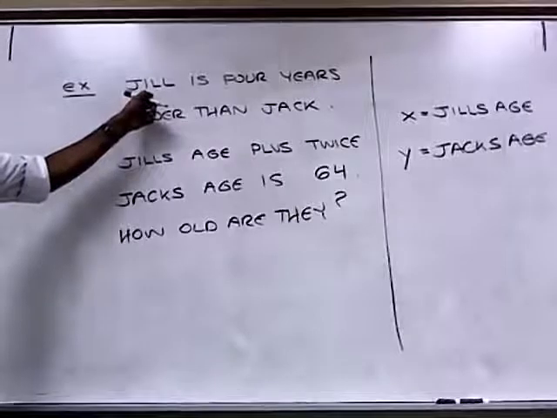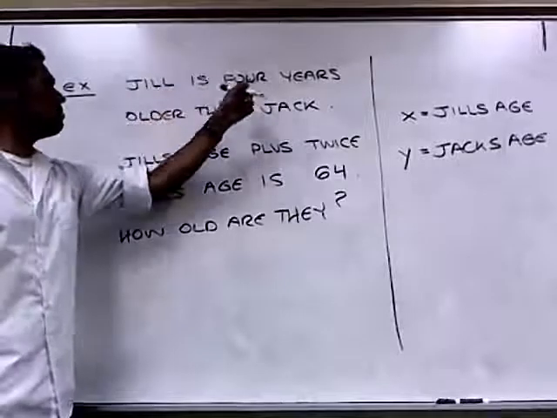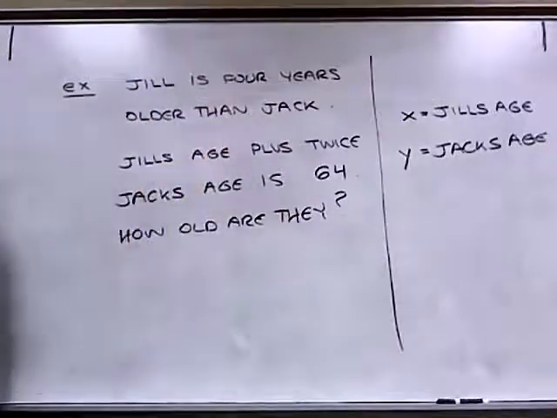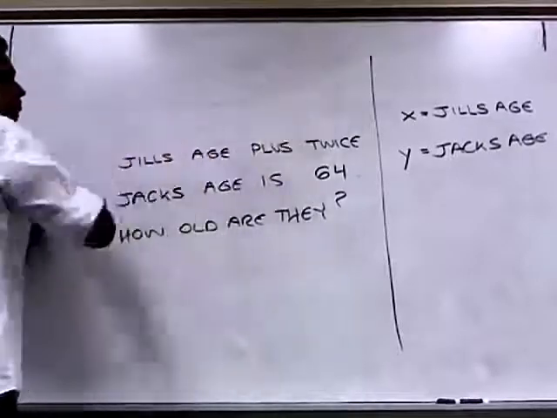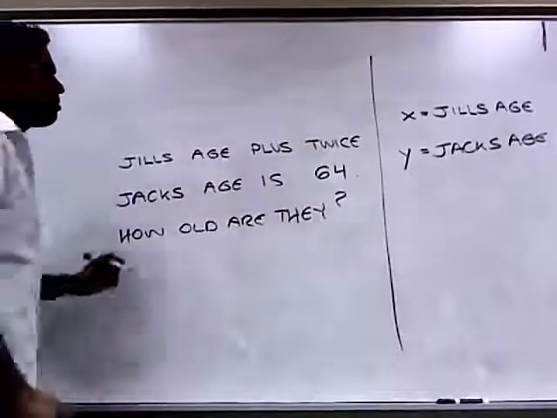Jill is 4 years older than Jack. So whatever Jack is, Jill is what? 4 years older than that. How can I translate that into an equation? X equals y plus 4.